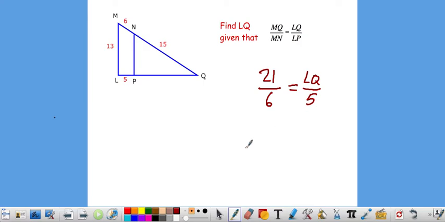Cross multiply. 21 times 5 is, I think, 105, is equal to 6LQ. From here, you can take both sides and divide by 6. And I think we get 17 and a half for the length of LQ. So what that would mean is, if you wanted to follow that up, you could find what PQ is. You just take away 5 from LQ and you'd get 12.5, for whatever that's worth.